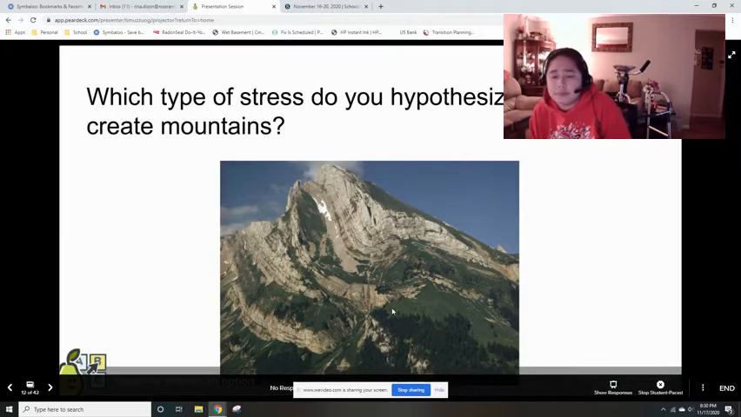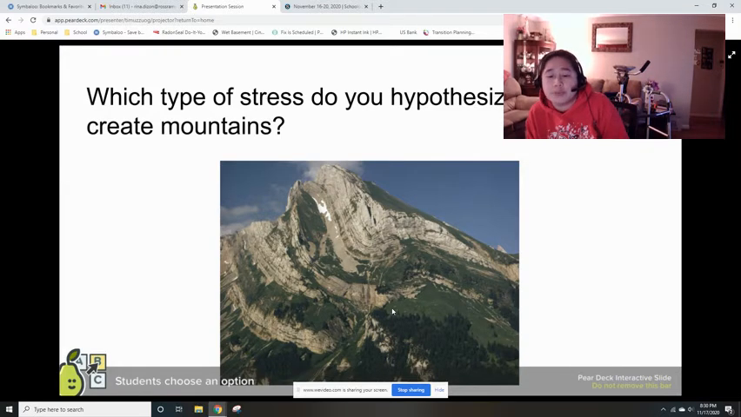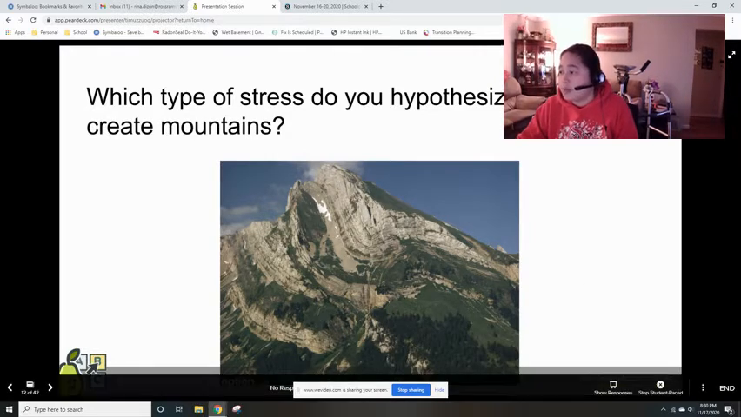So if you took a look at this mountain and I asked you which type of stress created this mountain, again, your choices would be compression, tension, or shearing. Remember, compression is when two plates move and run into each other. Tension is when two plates separate from each other. And shearing is when two plates grind against each other. So with that being said, if you look at this properly, you should notice that there are folds in it. So this is caused by compression, two plates running into each other. In fact, a lot of the mountains that you see are created by compression. They've got these curvy features in the mountain.